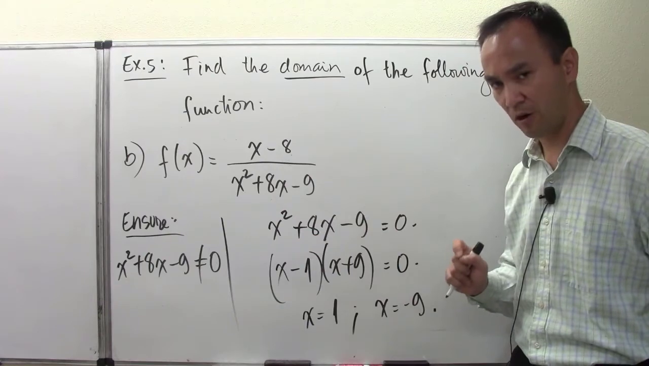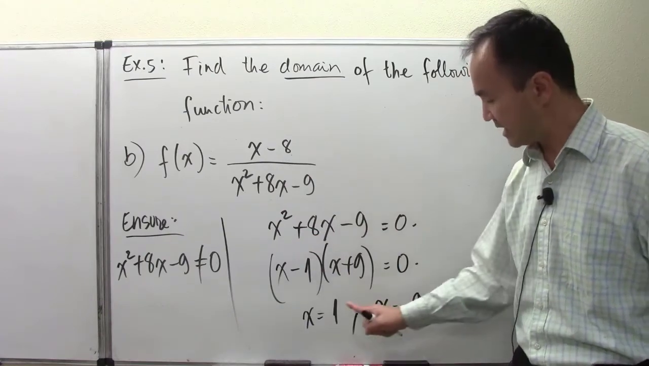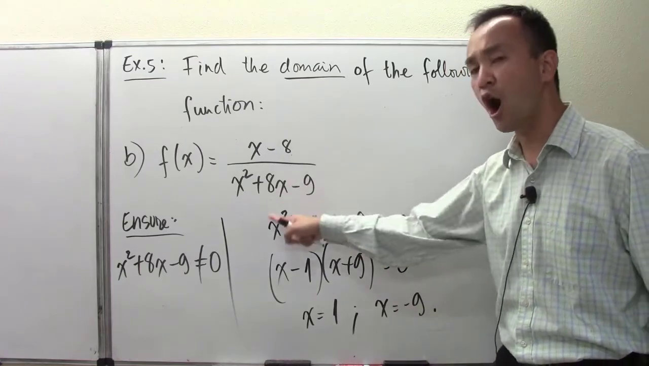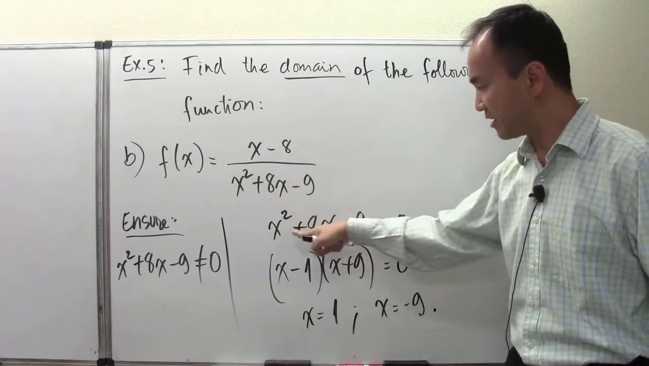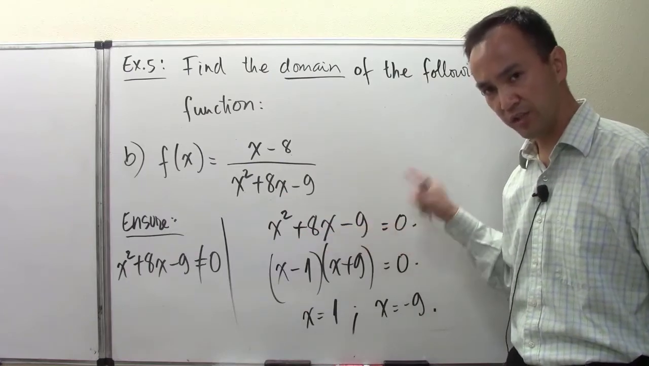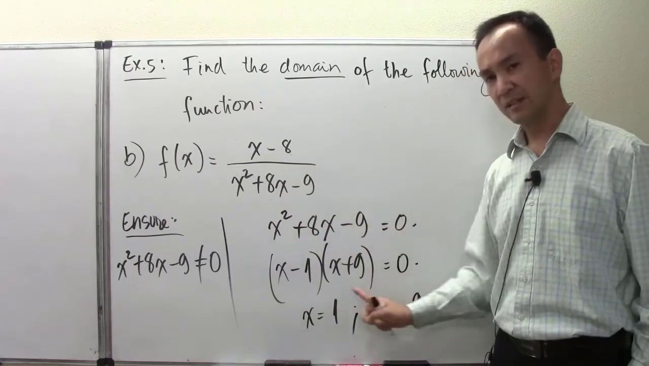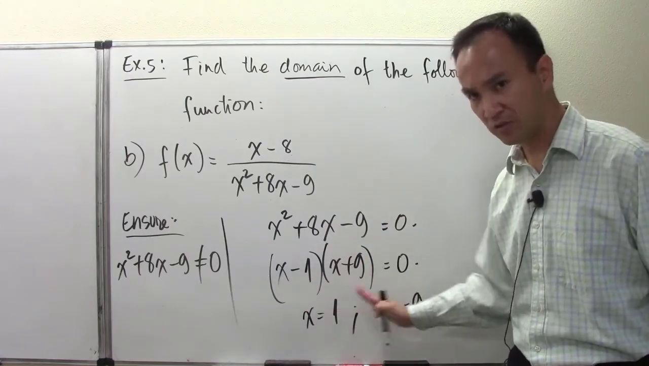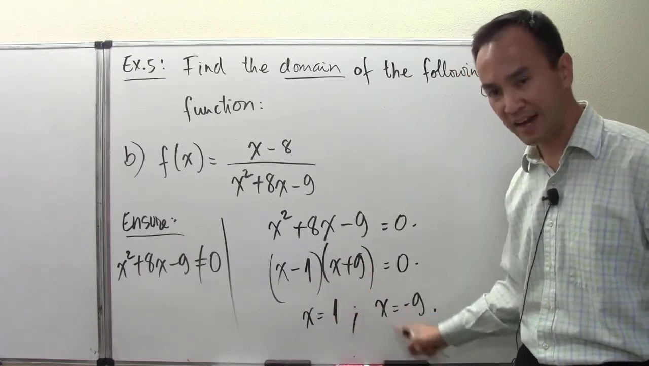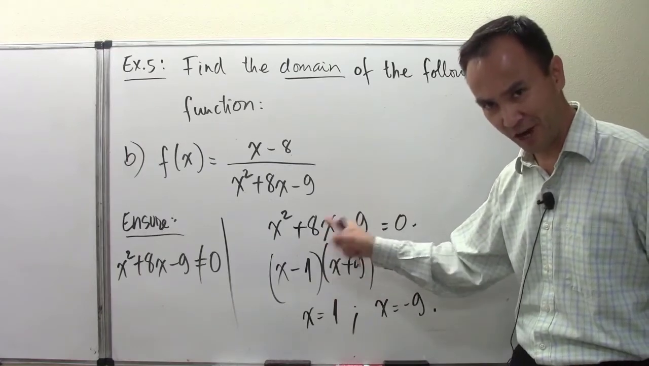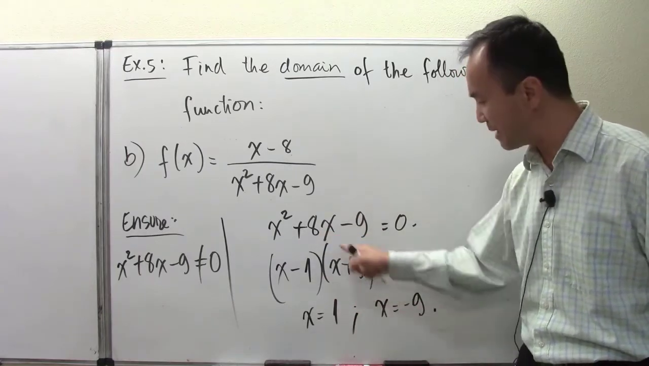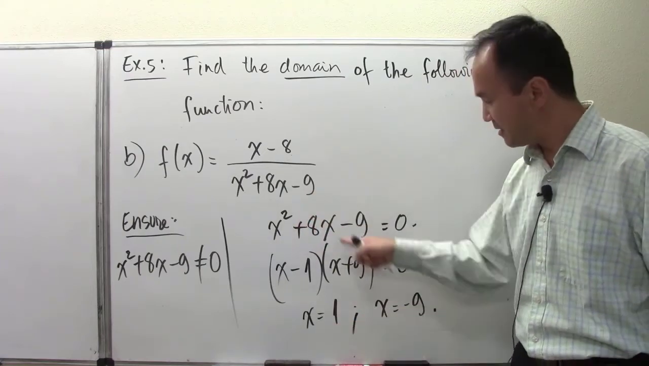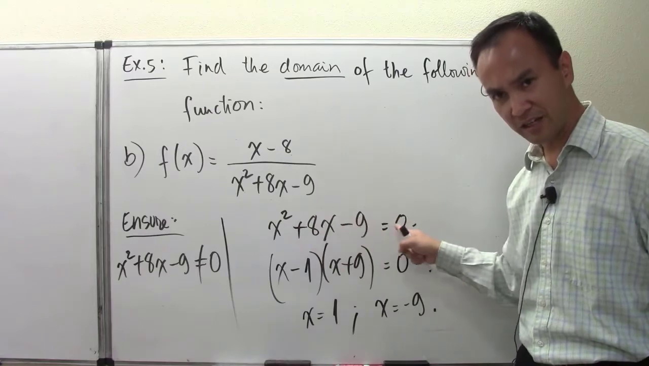Now, hopefully you hear my word spelling out loud again. Either x equals 1 or x equals negative 9 will cause the entire denominator x squared plus 8x minus 9 equals 0. Either one of these. That's the logic about solving. We found the two bad guys here. Either one of these two bad guys will be bad for the denominator, bad in the sense that any one of them makes the denominator equal 0.